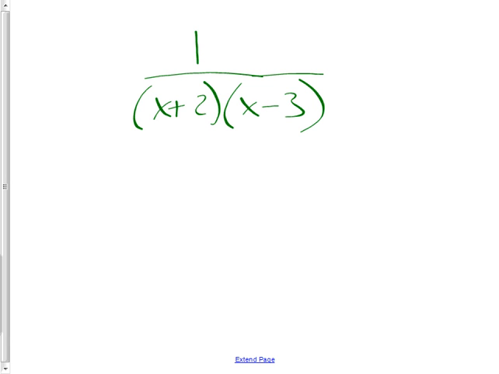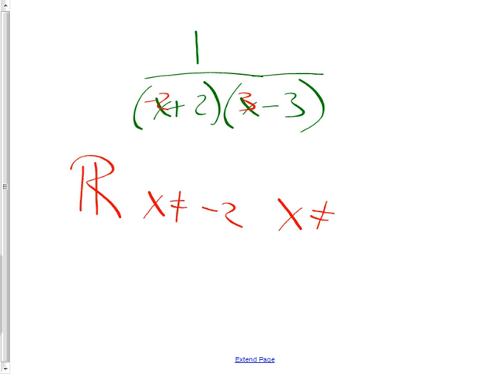Yep, negative 2 would be a problem, and positive 3 would be a problem. Because if it was either one of those 2 numbers, then the denominator would become a 0. So all real numbers would work in this, except the x cannot be negative 2, and x cannot be 3. Do you get what I'm saying?